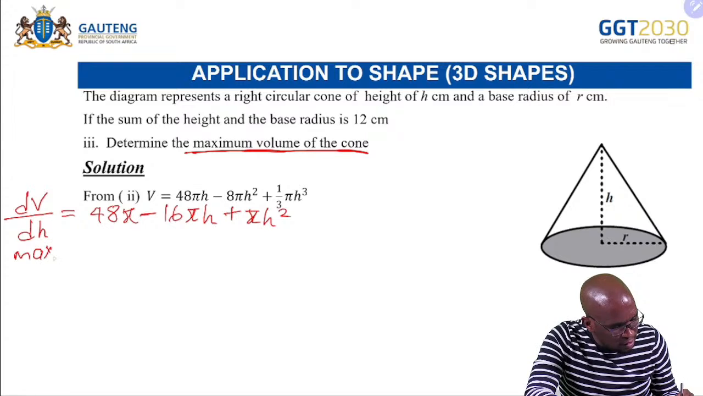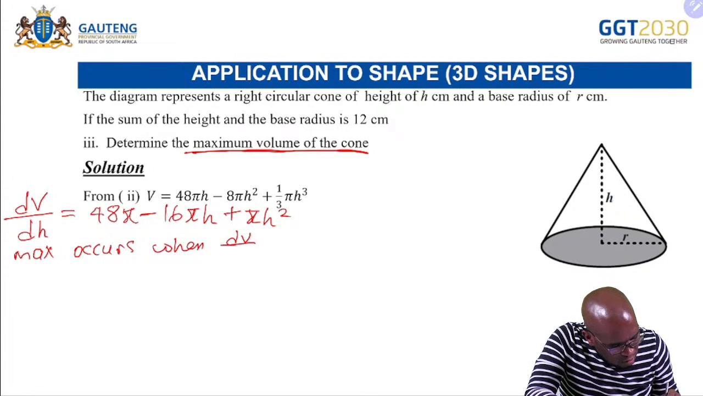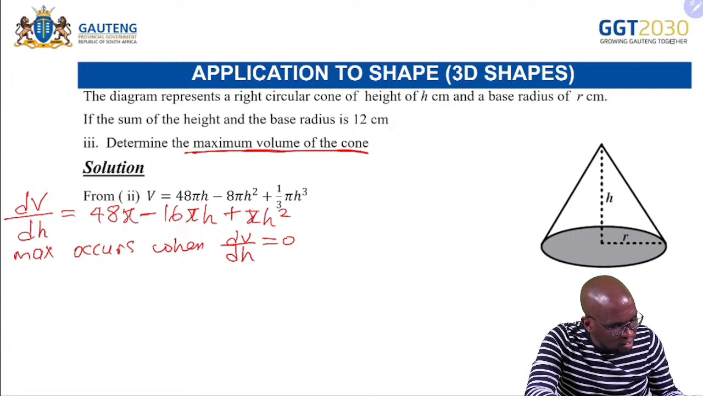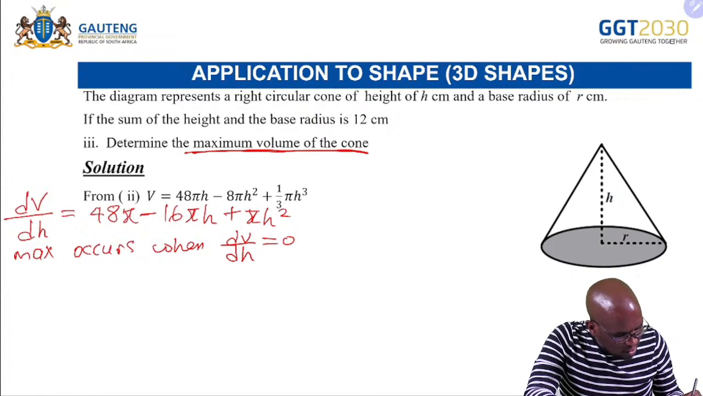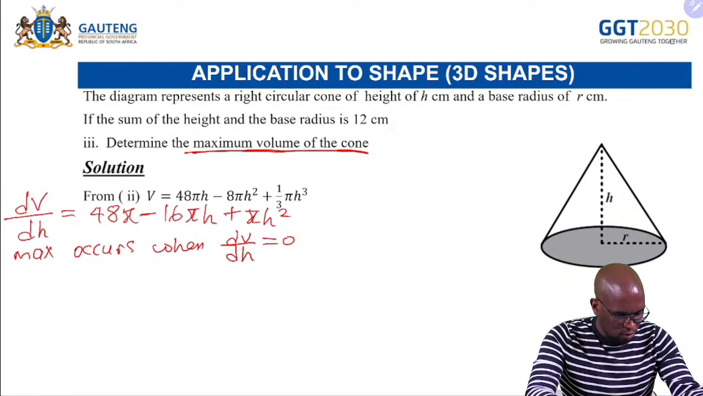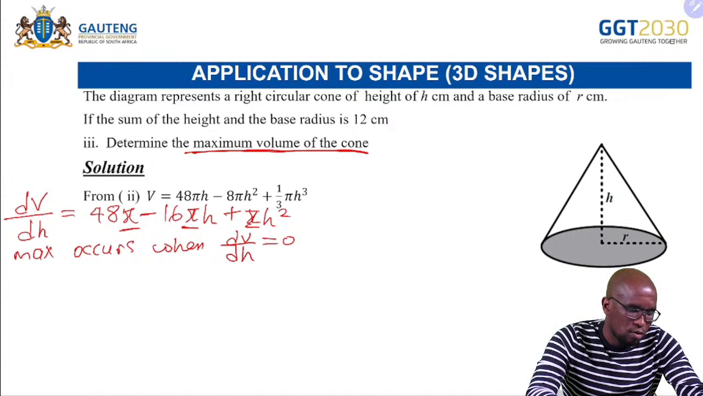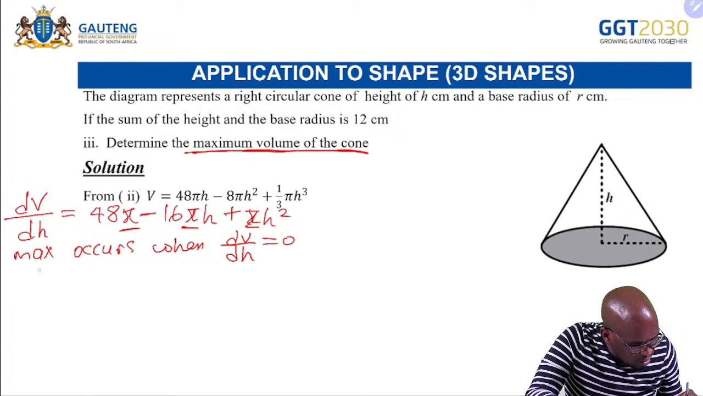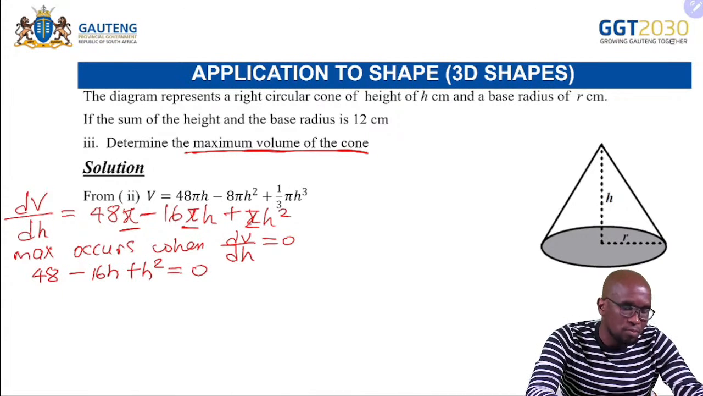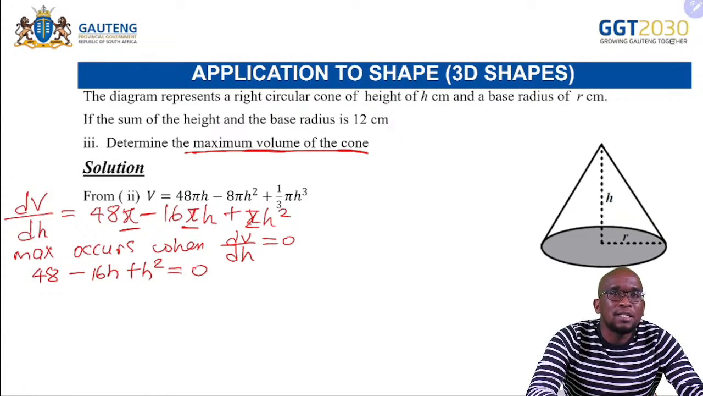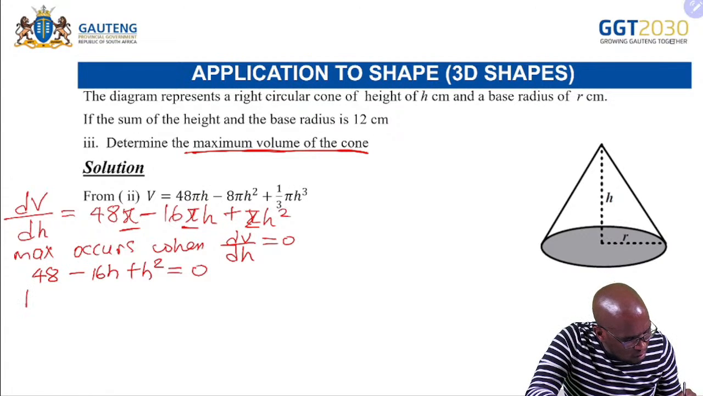Remember, the maximum occurs when dV over dh is equal to 0, when the derivative is equal to 0. Which means we now have to set the derivative equal to 0. All the terms contain pi, so I'll divide all the terms throughout by pi. I will be getting 48 minus 16h plus h squared is equal to 0. This is a quadratic equation, so we can write it in standard form: h squared minus 16h plus 48 is equal to 0.